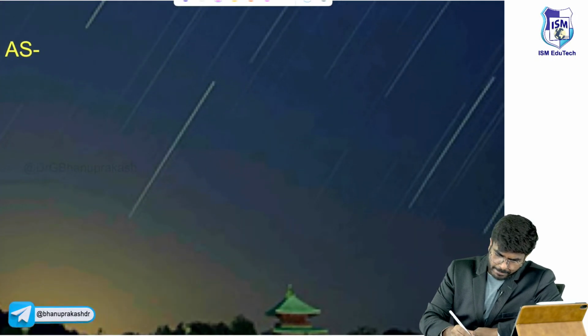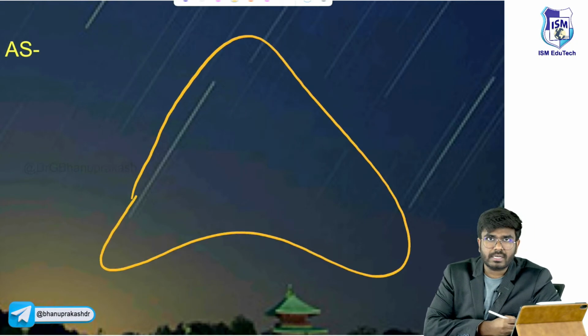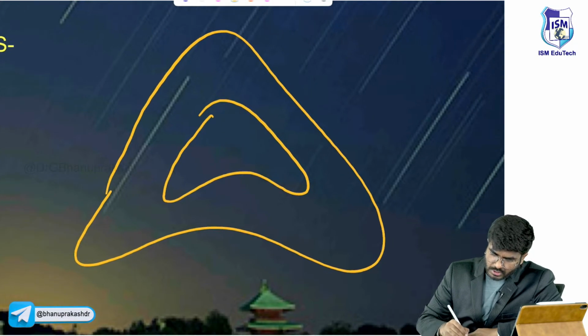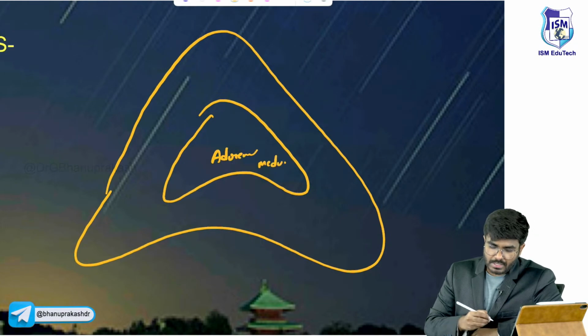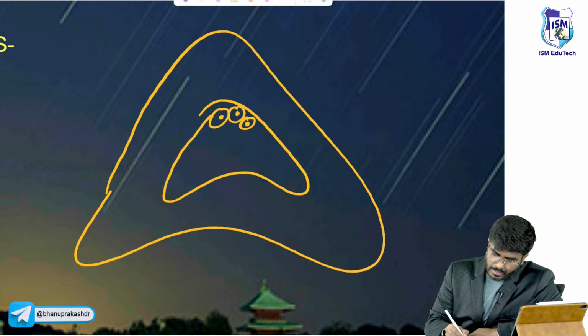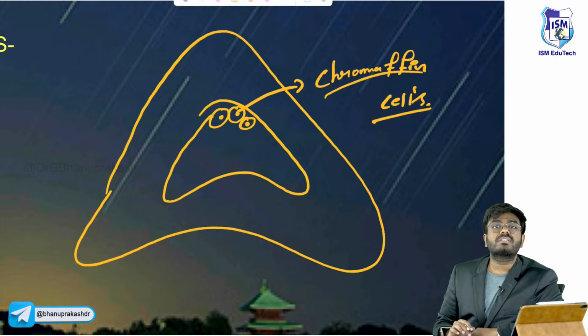Sir, look here. This is your cute little adrenal gland. Now, in the adrenal gland, what is this central region called? This is called the adrenal medulla. So this adrenal medulla is made up of which cells? Do you have any idea? Sir, it's made up of chromaffin cells.